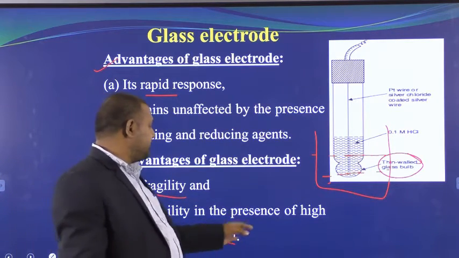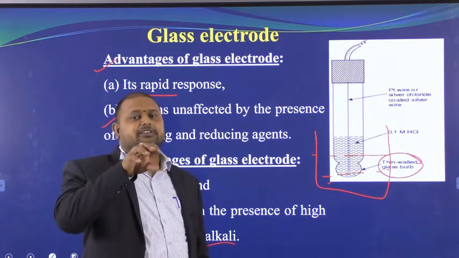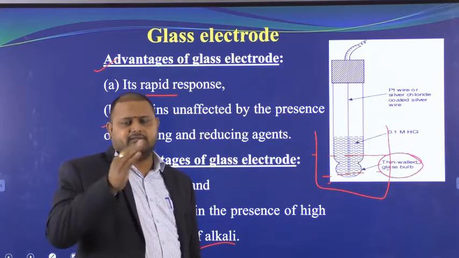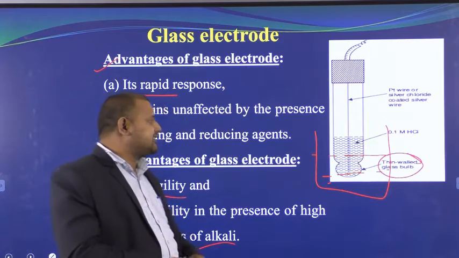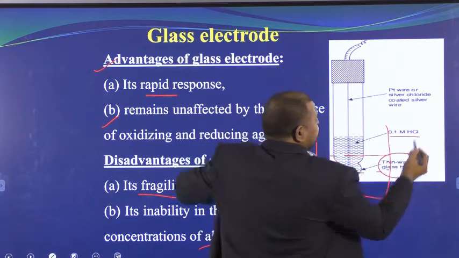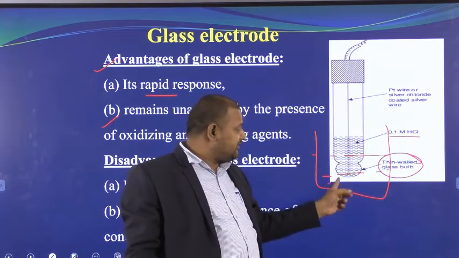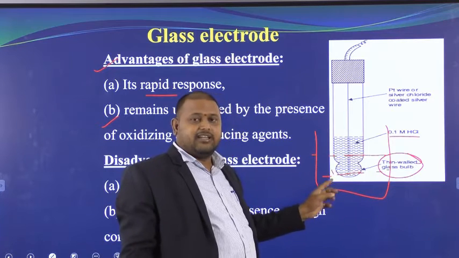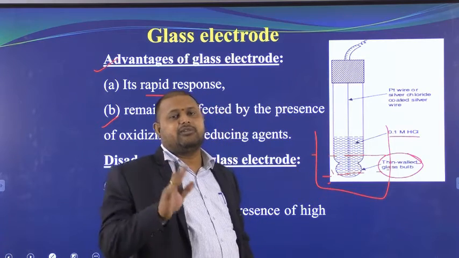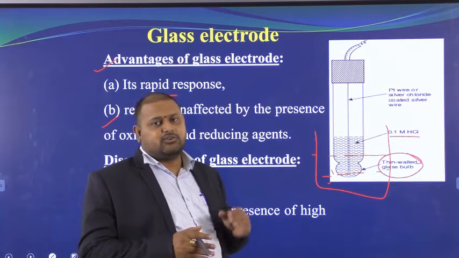It's the inability in the presence of a high concentration of alkali. I want to see the pH of a freshly prepared sodium hydroxide of high concentration. If you dip the glass electrode in that, immediately, because inside it we have 0.1 M HCl, inside we have acid, outside we have a base. I said there is a thin membrane. Immediately what happens, OH minus starts attacking this electrode, and the electrode will be useless in the case of high alkali presence. So you should be very careful.